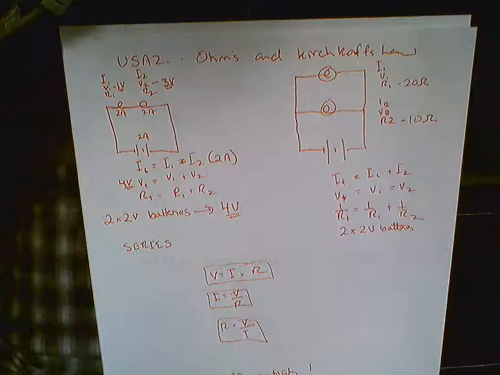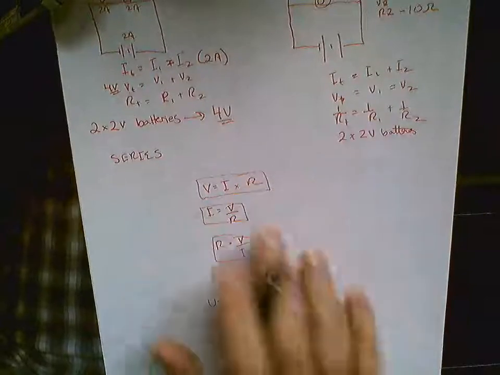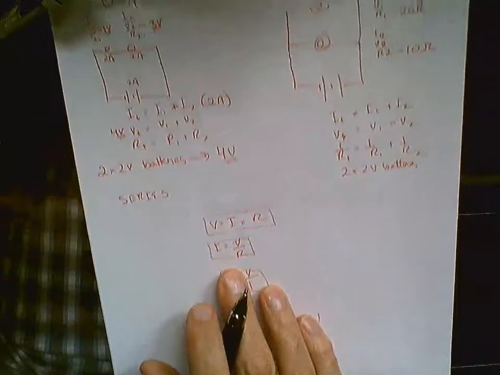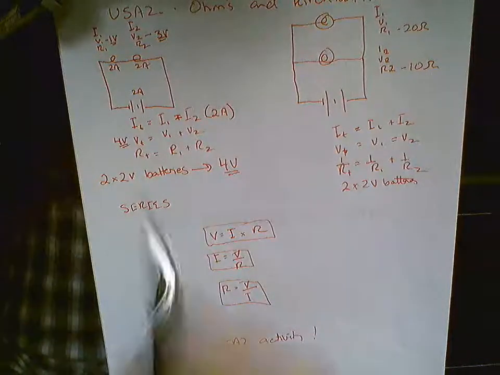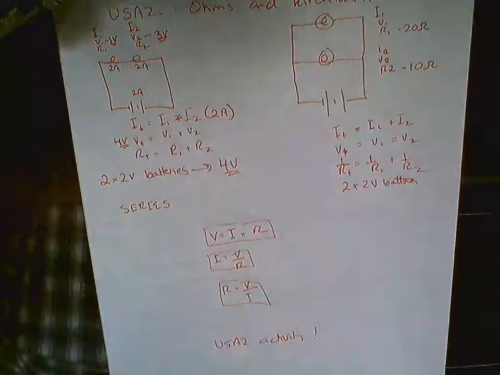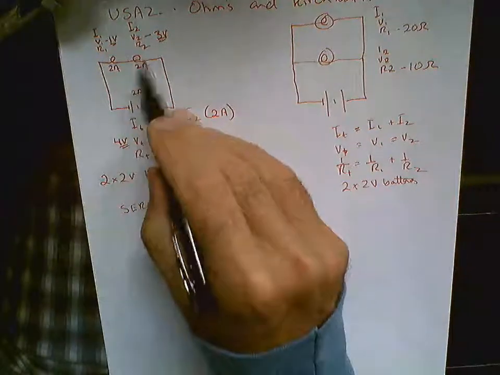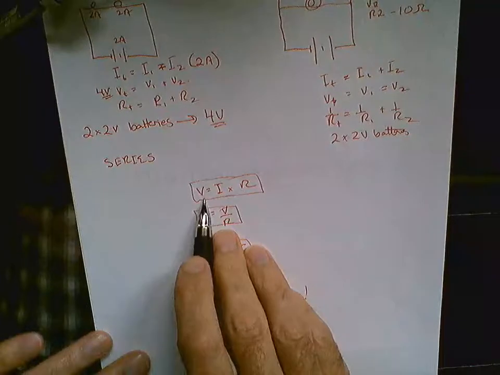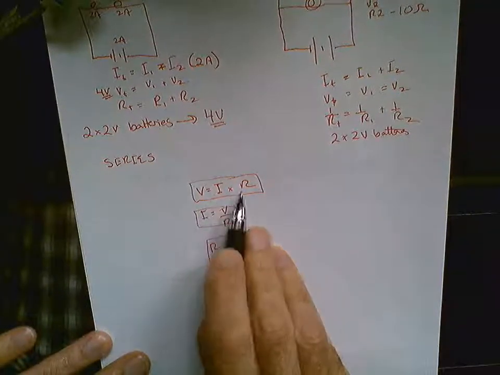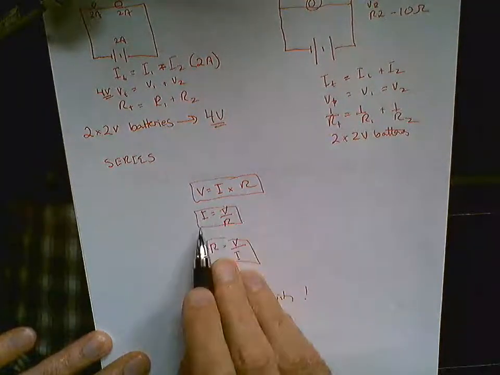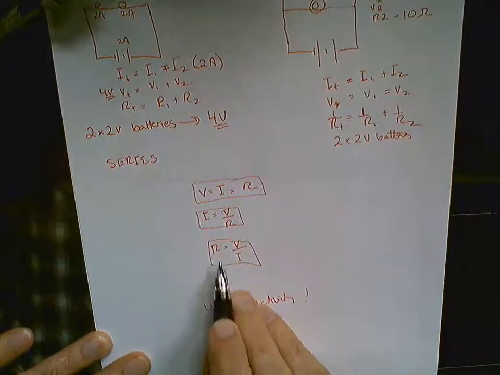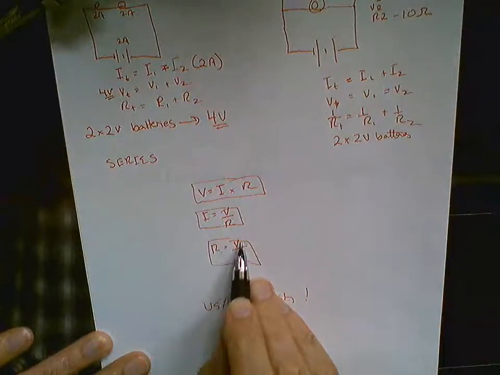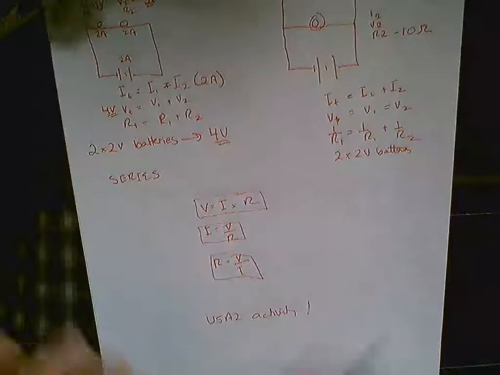Now, we can also use formulas to try and figure things out. If we know 2 of our 3 values at any one of these spots, we can figure out the third. If we need to find voltage, we'll use I times R, amperage times resistance. If we need to know amperage, it's voltage over resistance. And if we need to know resistance, it's voltage over amperage.